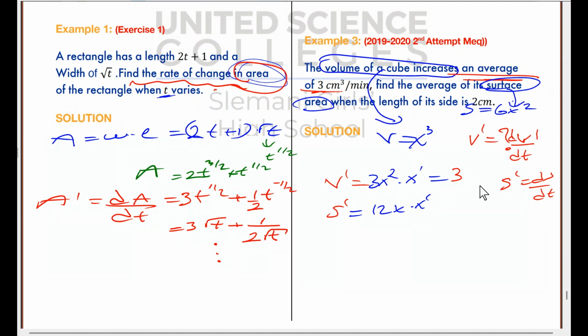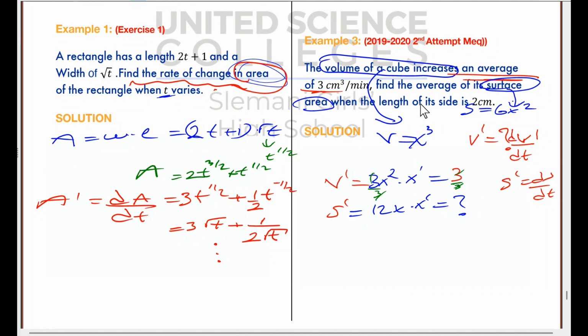This time the variables are not the same. Equals, we don't know, unknown. So now we can do a little bit of simplification here in the given. We are given the rate of change in volume. We have 3 as a common factor. We can divide both sides by 3.